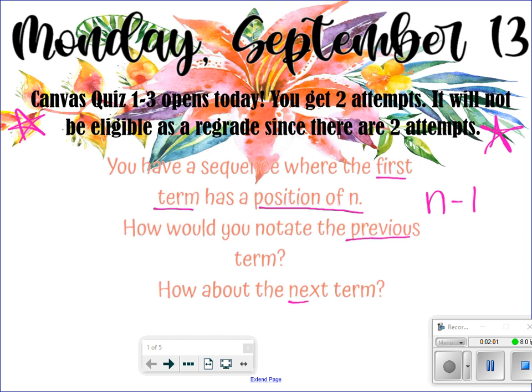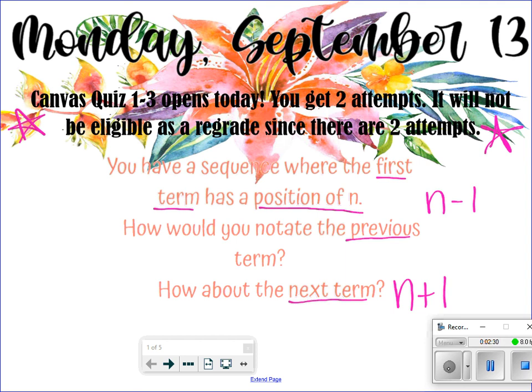What about the next term? The next one, the one in the future, so adding 1 on, would be n + 1. Where this is going to come in, we're talking about arithmetic sequences again today. We're going to be using this notation that uses n - 1 or n + 1. This is talking about the previous term.